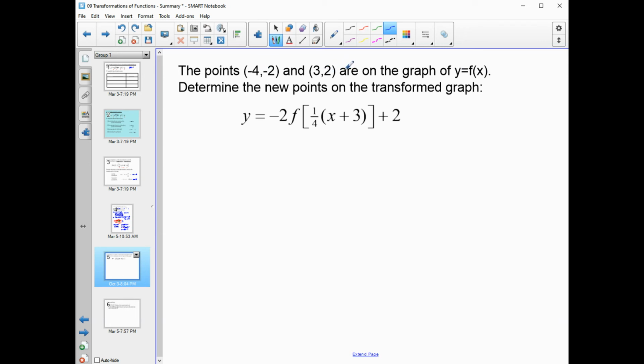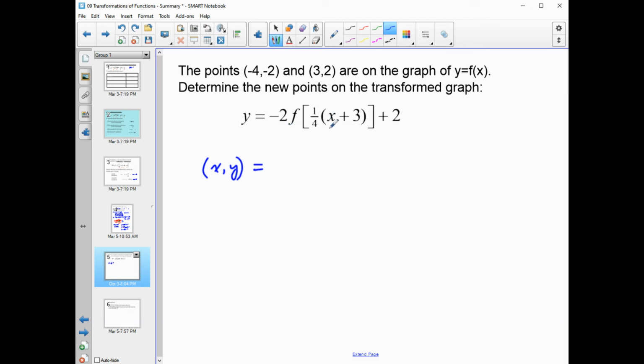It doesn't matter. Determine the new points on the transformed graph, and you can see I have a fairly elaborate transformation here. These 2 points that are provided to you are going to turn into 2 new points. They're going to be transformed. So the first thing, and I think it's a good idea to actually write it out, I'm going to write out the mapping rule for this.